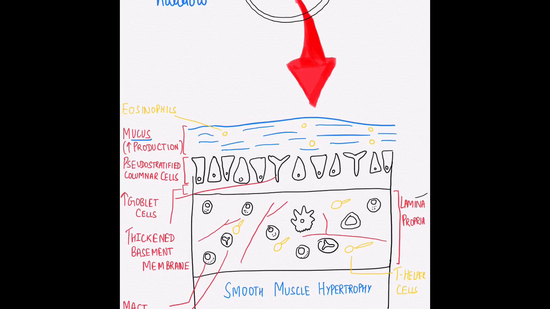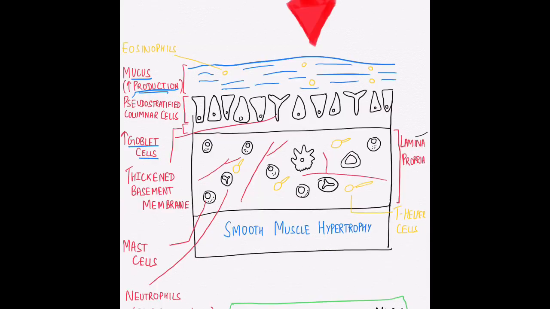The mucus layer has become more thickened due to excessive mucus production. This is due to the fact that the goblet cells present in the pseudostratified columnar cell layer have also increased, causing increased mucus production into the lumen. In asthmatic bronchiole, we can also observe eosinophils in the mucus layer of the bronchiole.